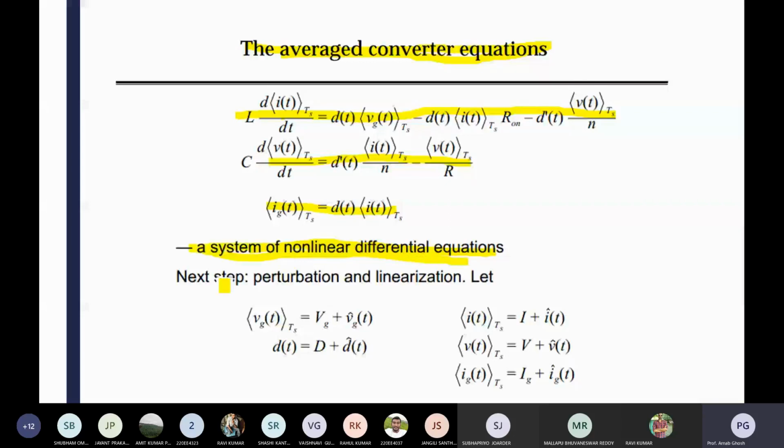So the next step is perturbation and linearization. Okay, simple thing, now we are going to perturb. So individual values are there. Vg averaged over the time period Ts will be perturbed as Vg plus Vg cap of t, where Vg means the steady state value. Okay, d of t also, with the same thing, you can add and perturb it in this way. So finally all the expressions are there.